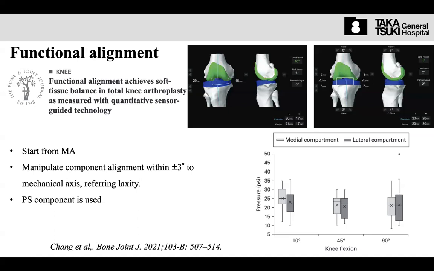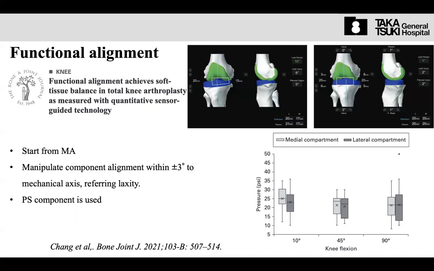They prove that, and some papers show that. But with functional alignment, the final goal is to get the balanced gap. This is an extreme case of the gap balancing technique. So that is the difference. Do you understand the difference?